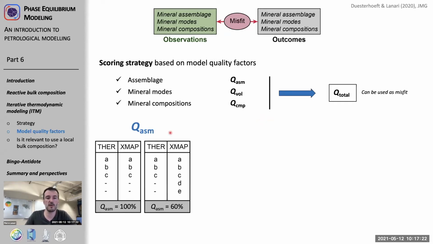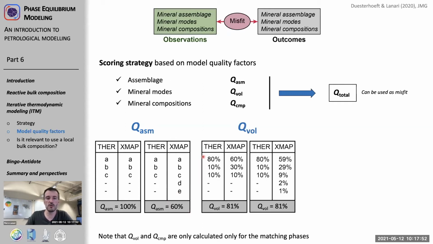This is the first example, for QASM. We have two different columns here. Terriac, this is the model. XMAP, that would be the observation. If we have phases A, B, C in the model and phases A, B, C in XMAP, then we will have a model quality factor for QASM that is 100%. Now, if we have two phases in the observations that are not present in the model, the value of QASM will decrease. In this specific case, it will be 60%.